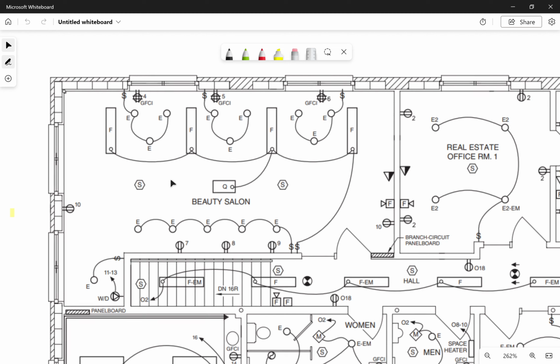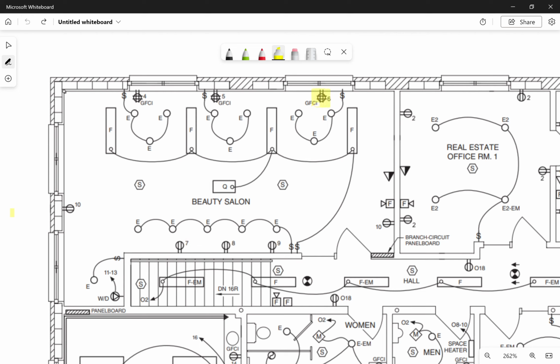We'll start with a receptacle. So this symbol right here is the symbol for a duplex receptacle, the same kind of receptacle that you have in your house. It has two plug-ins on a single yoke that fits inside of a single gang box. If you notice, there is a little number out to the side of each of these receptacles, and that is telling us which breaker number each of those receptacles go to. We'll see that in more detail in a few moments.